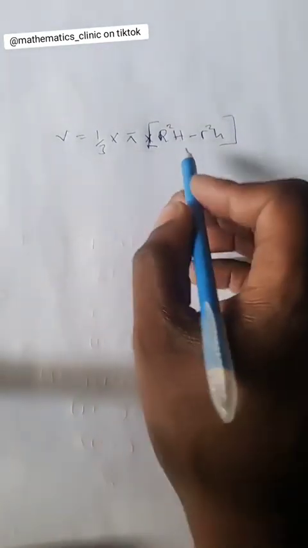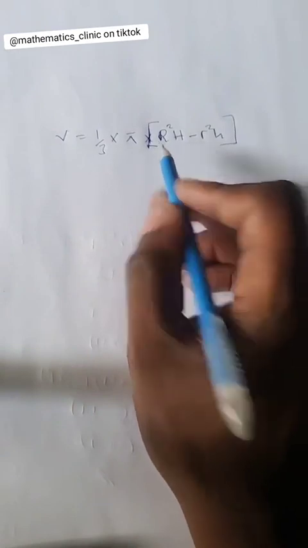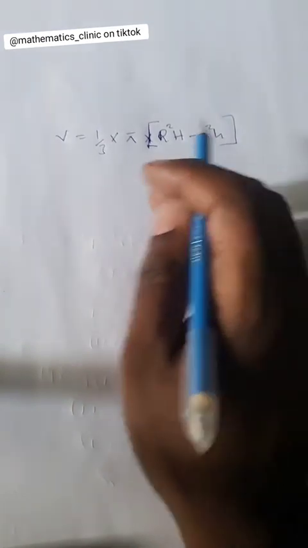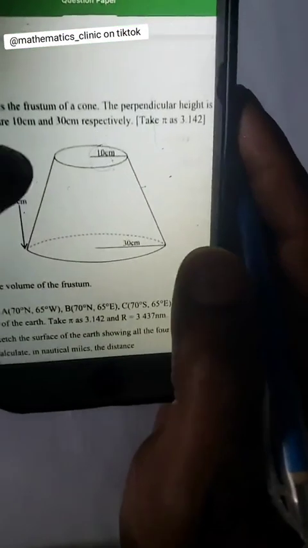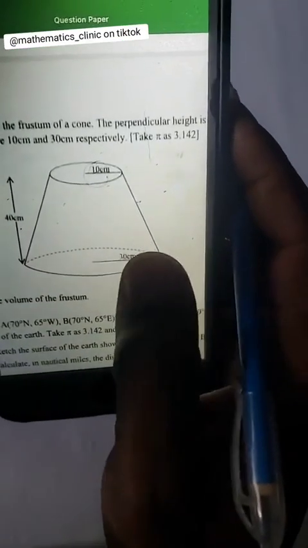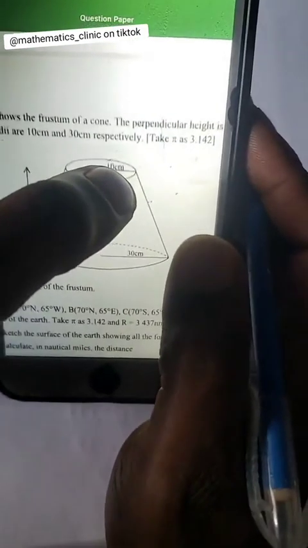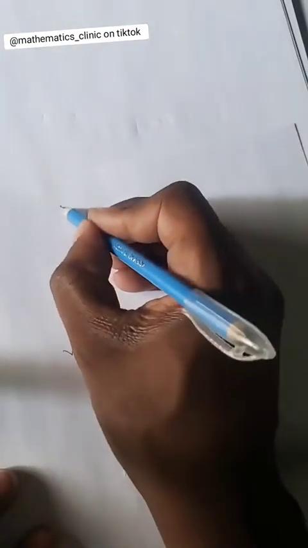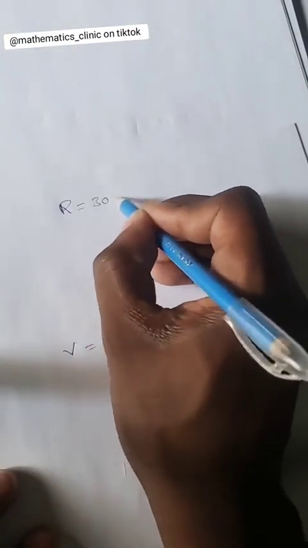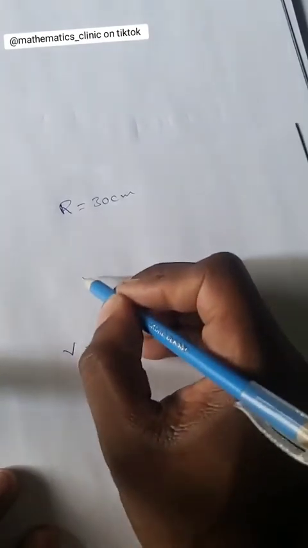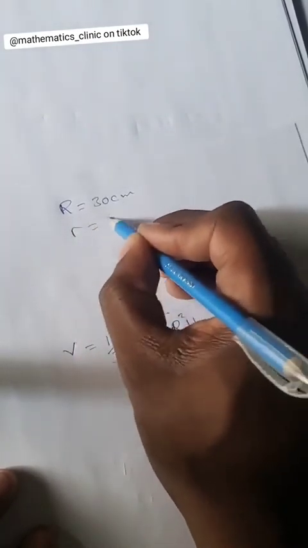So how do we get to find the bigger height and the bigger radius? Because we only know the radius, the bigger radius is 30 centimeter, and the smaller radius is 10 centimeter. So quickly, let's get our data. The bigger radius we said is 30 centimeter, and the small radius is 10 centimeter. Okay, we have taken that.